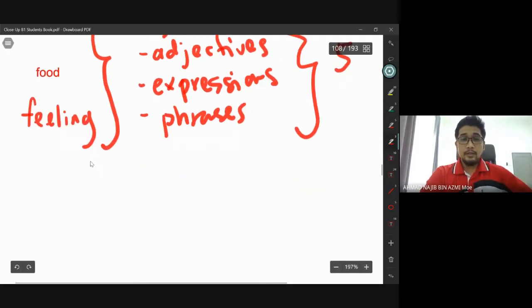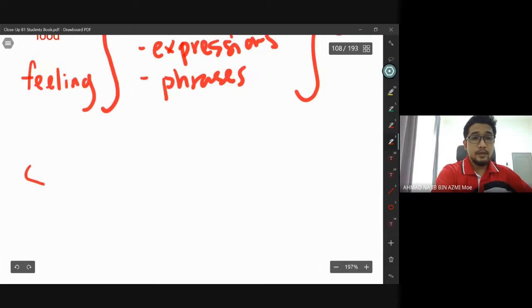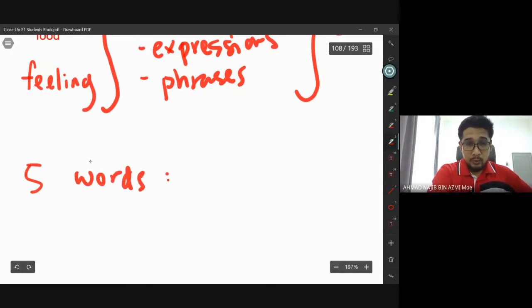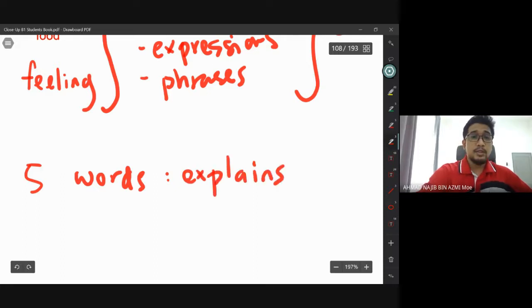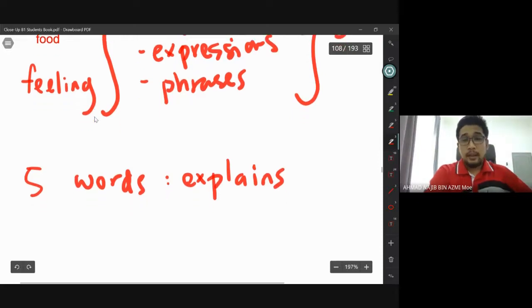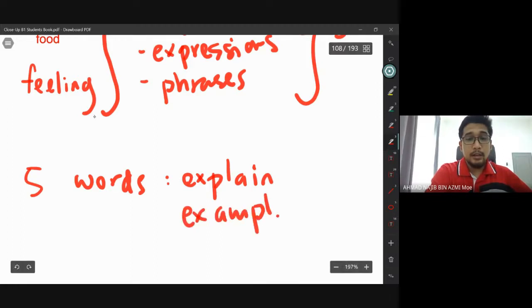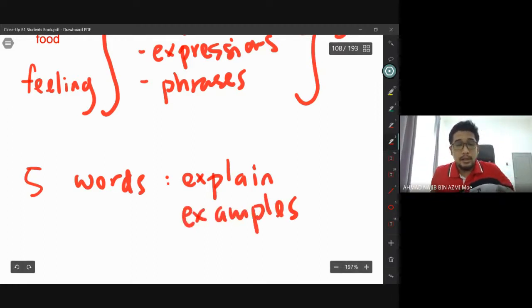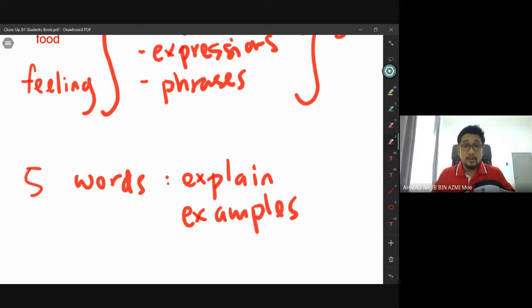And then, so 5 words. You need to be prepared to explain these words. Bukan semestinya perkataan. And give examples. Contoh dalam ayat untuk setiap perkataan ataupun phrase ataupun expression yang kamu pilih itu.